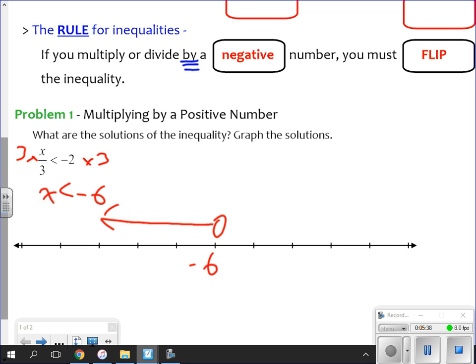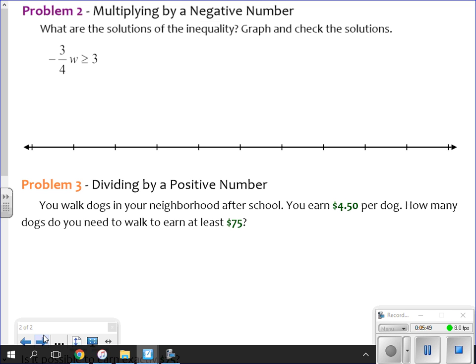Questions so far? It's not difficult, but there is, like I said, one important thing: flipping the sign or not flipping the sign. That is huge. Okay. Multiplying by a negative number.